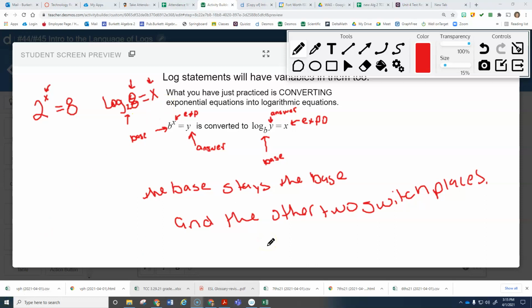And then the way we read this log equation right here is we would say the log base 2 of 8 is equal to x. The way we read the exponent, we say 2 raised to the x power is equal to 8. The way we read the log is we say log base 2 of 8 is equal to x. Okay, so this one would say log base b of y is equal to x. This says b raised to the x power is equal to y. All right, so we're going to give you a chance to practice on the next slide.